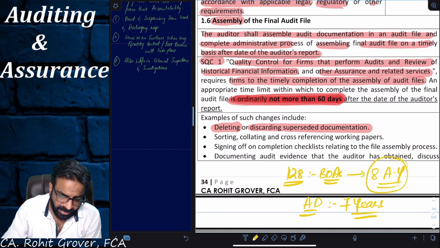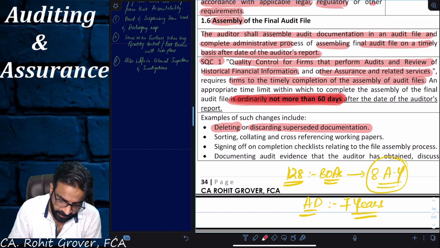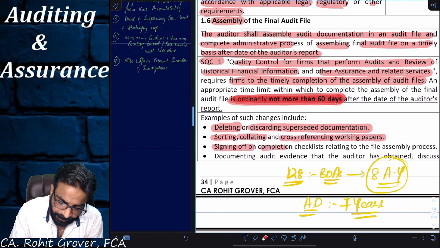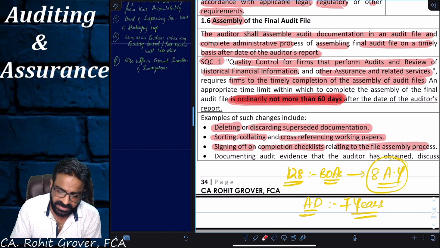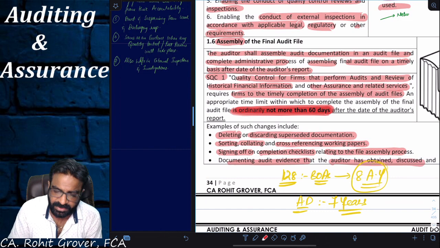So that is point number one, deleting or discarding the superseded documentation. What is the next point? Sorting, collating, and cross-referring working papers. Signing off on completing checklists relating to the final assembling process. Documenting audit evidence that the auditor has obtained and discussed.